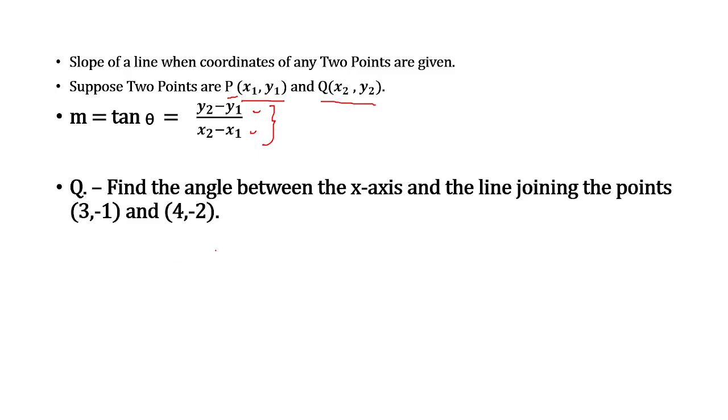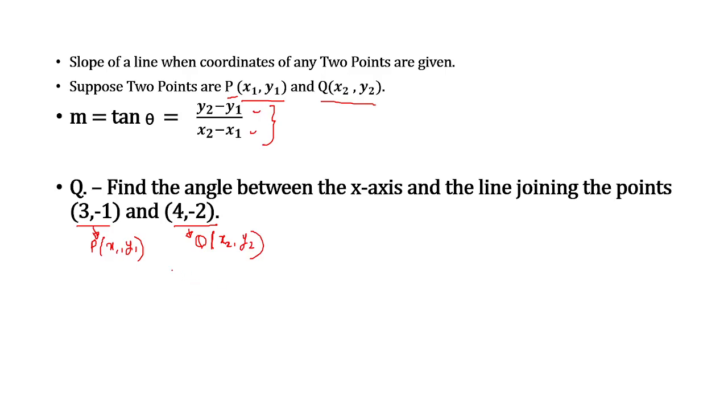Find the angle between the x-axis and the line joining the points (3, 1) and (4, -2). So suppose this point is P whose coordinates x1, y1 are 3, 1. The other point is Q whose coordinates x2, y2 are 4, -2.